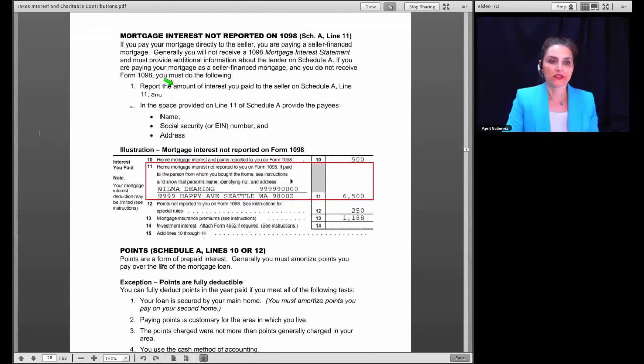Now, what about mortgage interest that's not reported on the 1098? The IRS actually has separate rules for how you claim a deduction for mortgage interest when it's reported on a 1098 and when it's not. If it is reported on a 1098, you claim the deduction on line 10. But if you paid mortgage interest on a loan not reported on a Form 1098, then the IRS wants you to use line 11. So if you pay mortgage interest directly to the seller of your home, you are paying a seller-financed mortgage, and generally you will not receive a 1098 mortgage interest statement on a seller-financed mortgage. Therefore, you're going to have to provide additional information about the lender to the IRS directly on Schedule A.